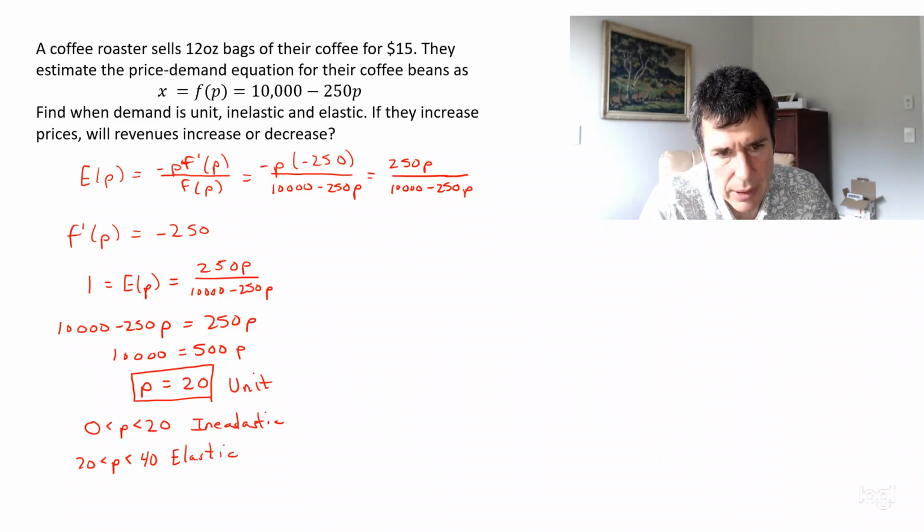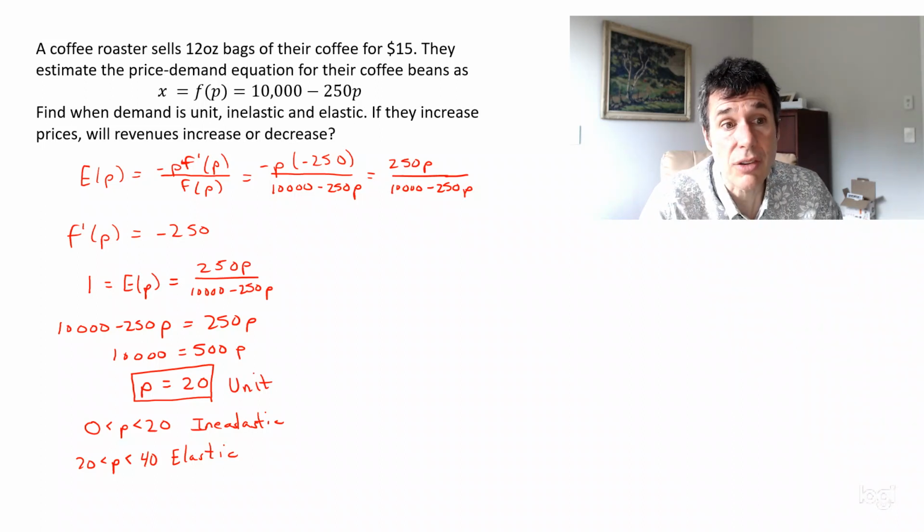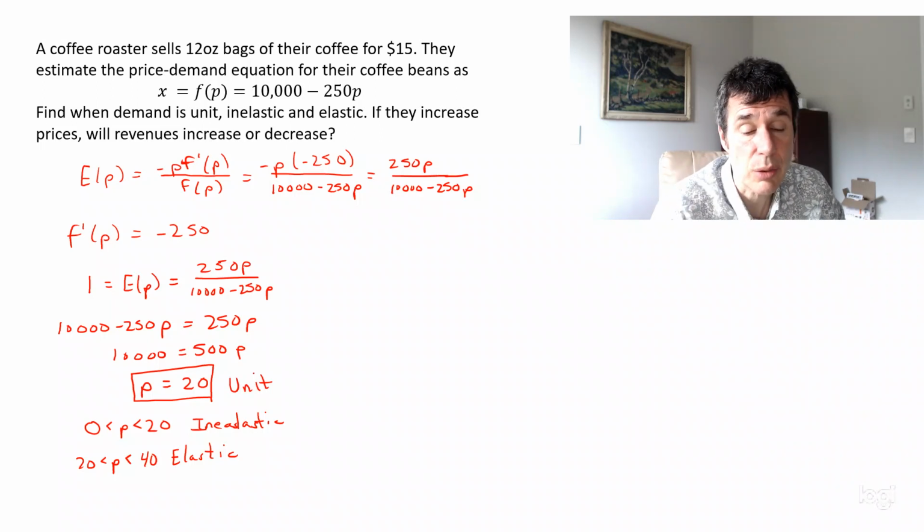Now remember, inelastic means that an increase in price is going to cause revenues to increase. An elastic demand is when an increase in price is going to cause revenues to decrease. Price right now is $15, which is inelastic, which means that if they increase prices from $15, revenues are going to increase.